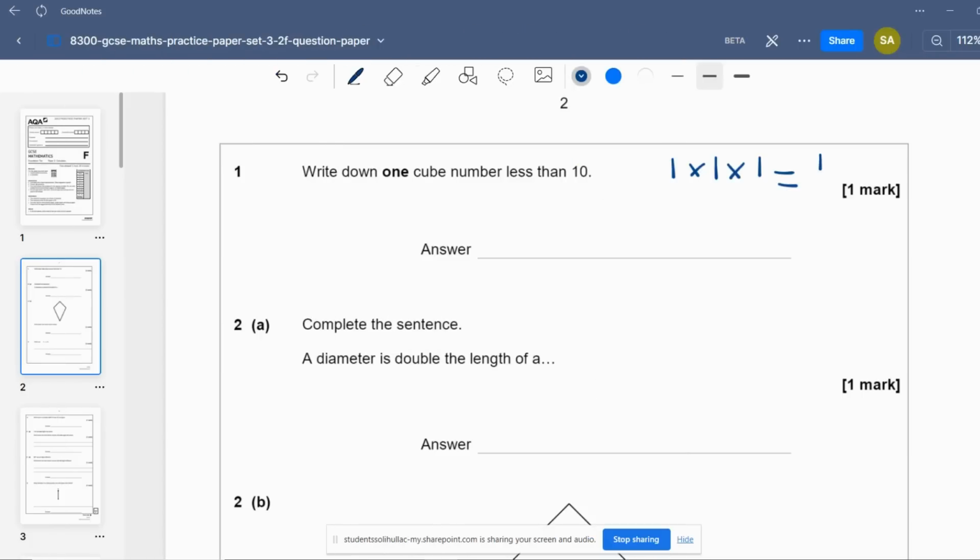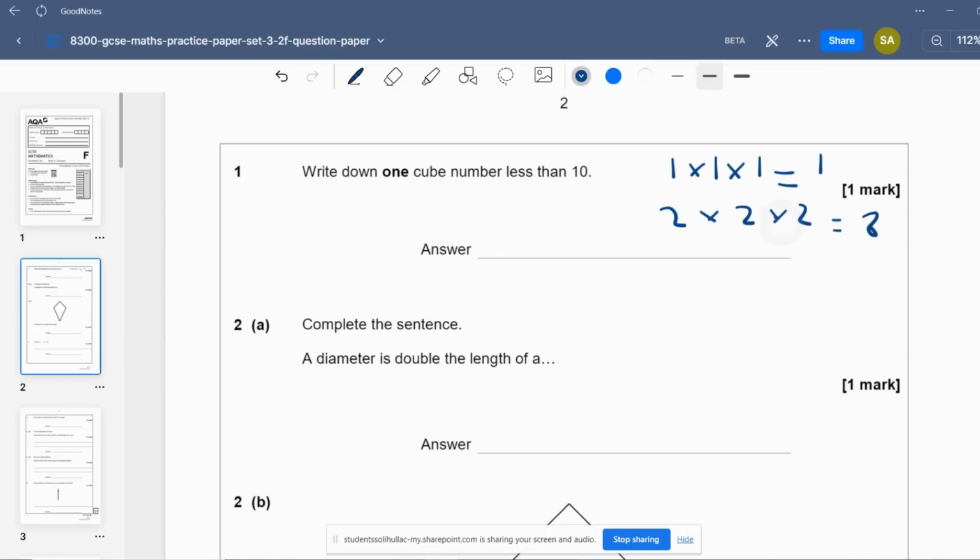Paper. Question number 1, write down one cube number less than 10. To answer this question, the best way is to write down all the cube numbers. You can start by writing the first cube number, which is 1 times 1 times 1, which is 1. A cube number is what you get when you times anything by itself 3 times. So if you do 2 times 2 times 2, that gives you 8.